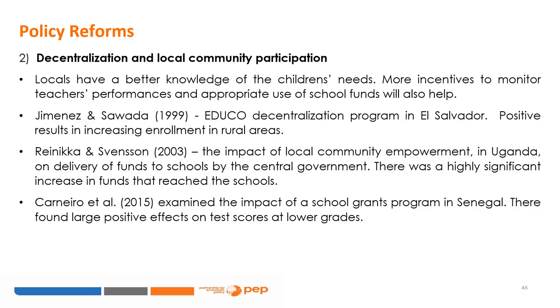Failures are observed in centralized school systems. Due to that, many observers suggest decentralization and community participation. They claim that locals have a better knowledge of the children's needs and that more incentives to monitor teachers' performances and appropriate use of school funds will also help.